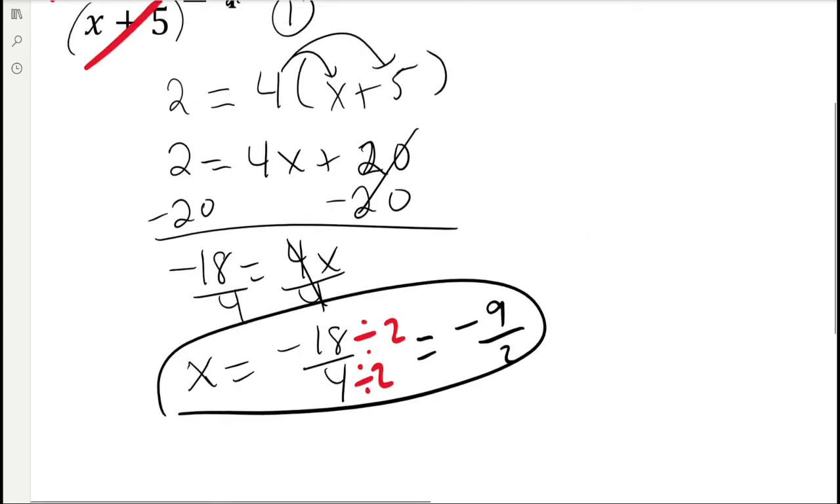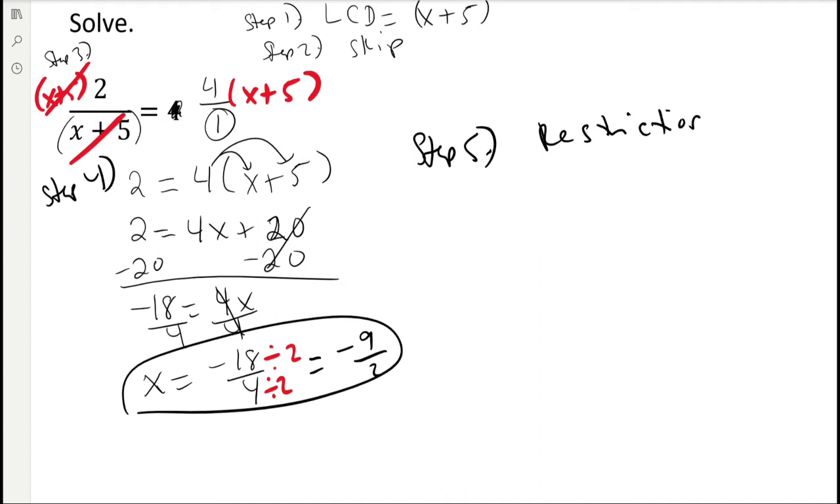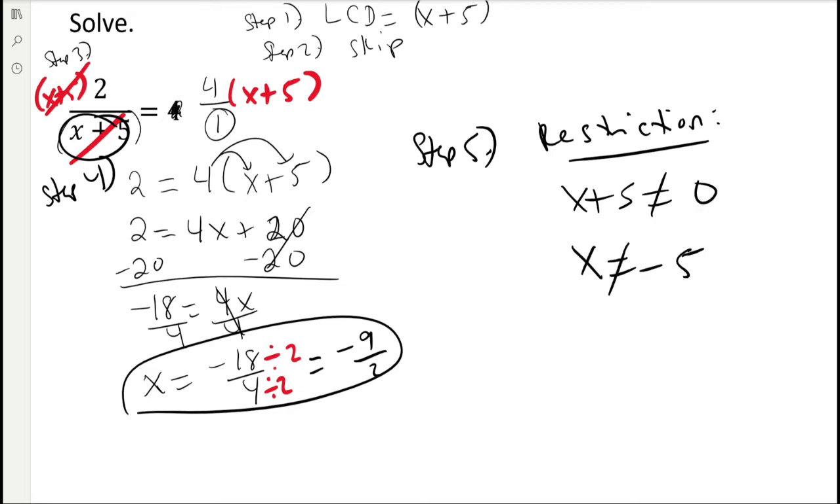So now we'll have to check this with the restrictions in step 5, of course. So again, I always forget the step 4 here, but that's step 4. And then step 5 is our restrictions. So notice if you look at this denominator, x plus 5, that cannot equal 0, which means x cannot equal negative 5, which does not match with this, so this means that this is our solution. We're going to have some problems in which the restriction will match with one of the solutions or more. So we'll get ready for that.